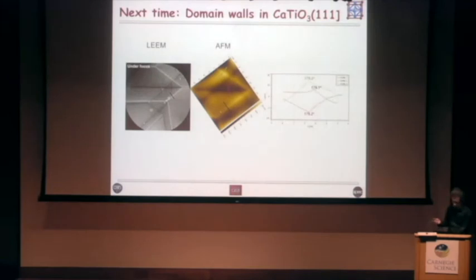And just to reassure you, or to reassure me maybe, I hope next time we'll be able to report some nice data on domain walls in a completely different system, calcium titanate. Here we have the electron image, here we have the AFM. We can look at angles, and we can look at polarity in the walls. So we'll go back to that, I hope, next year. Thank you.